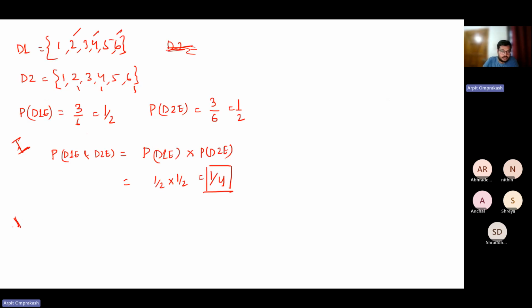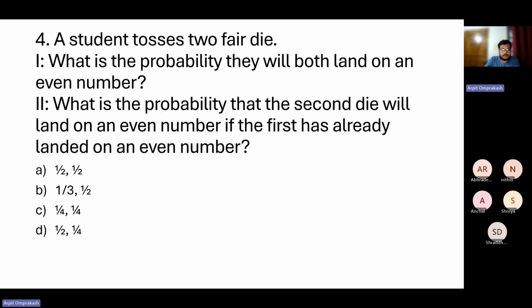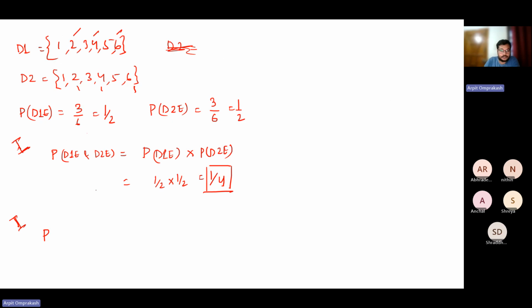So now we are in the second case. We are finding the probability that the second die will land on an even number if the first die has already landed on an even number. So die 2 is even, given that die 1 is even. Again, we'll use the formula for conditional probability here, which is the probability that die 2 is even and die 1 is even, divided by the probability that die 1 is even.